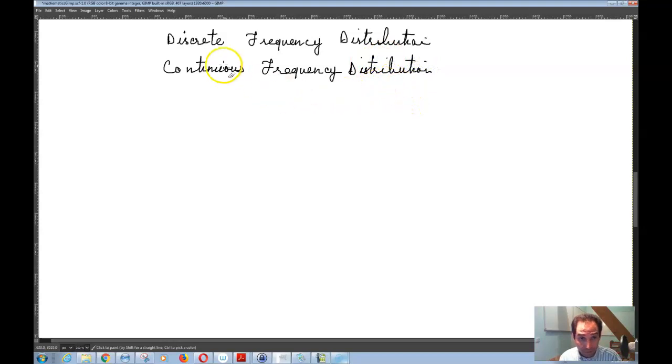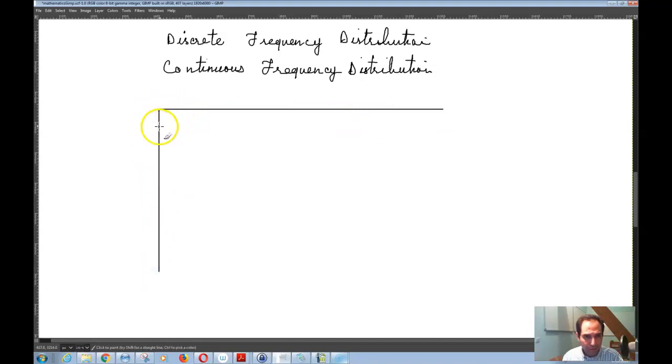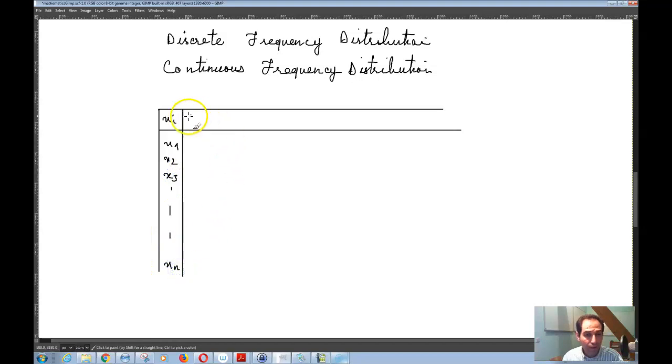Now, in case you have a discrete frequency distribution, you have your data in this way, meaning that you have your x of i's over here. Your x of i's would be, for example, x1, x2, x3, all the way up to x of n. And then you have the frequencies related to these, which are f1, f2, f3, all the way up to f of n.